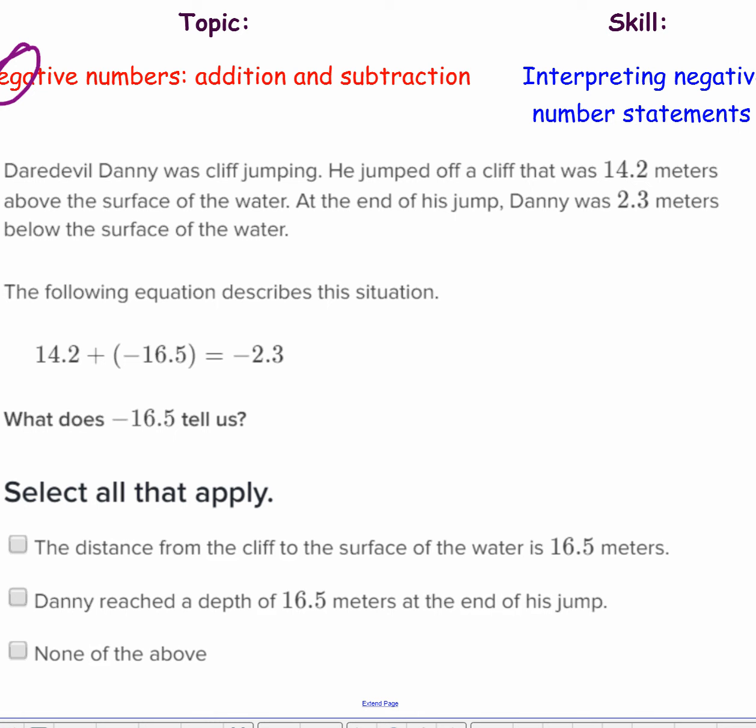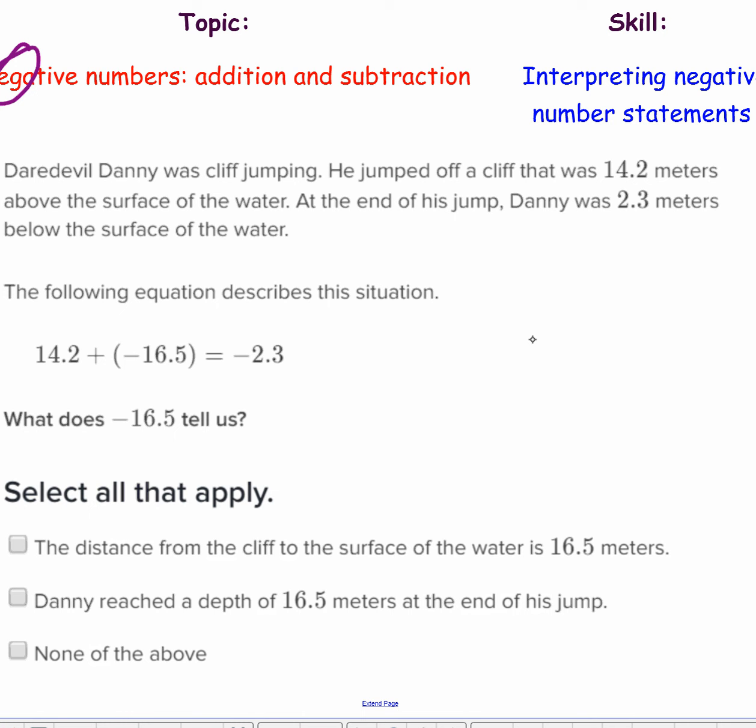Daredevil Dan was cliff jumping. He jumped off a cliff that was 14.2 meters above the surface of the water. At the end of the jump, Danny was 2.3 meters below the surface of the water. The following equation describes the situation. What does negative 16.5 tell us?